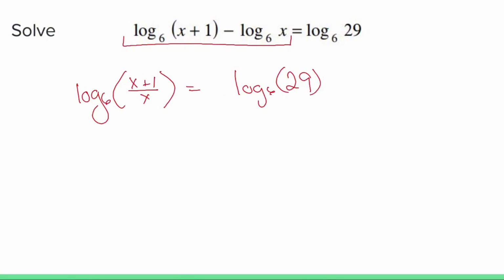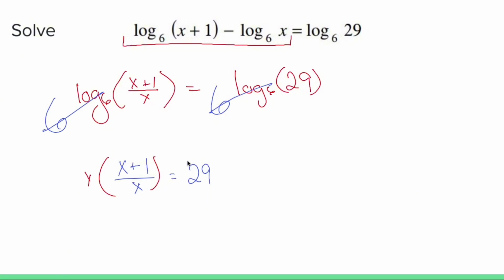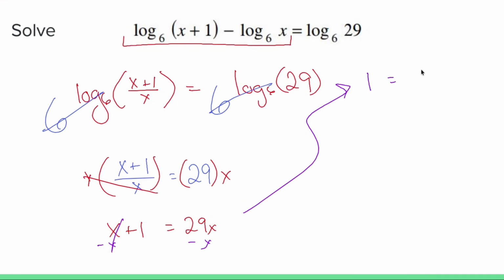Now that we have a log equaling a log, we can make believe that these two guys are exponents and make 6 a base. That'll allow us to cross 6 to the log base 6 out on both sides, leaving us with x plus 1 over x equals 29. Now we multiply both sides by x. That crosses out. X plus 1 equals 29x. In order to get x all by itself, why don't we subtract x from both sides? Okay, so 1 is going to equal 28x. Divide both sides by 28, and you get x equals 1 over 28.